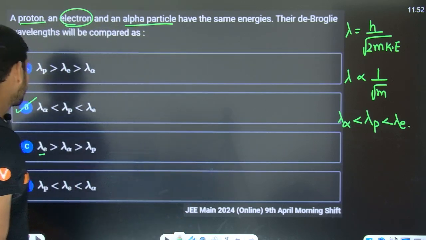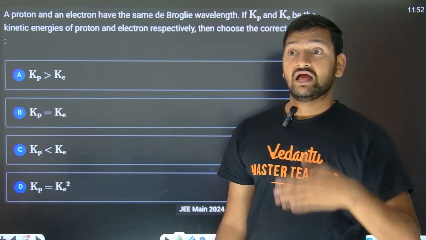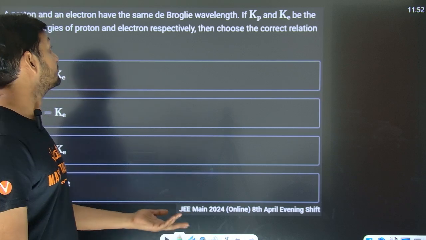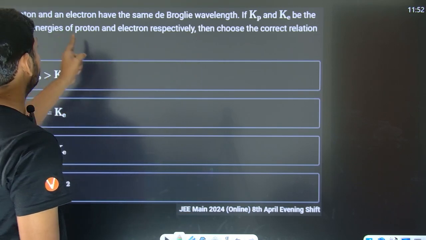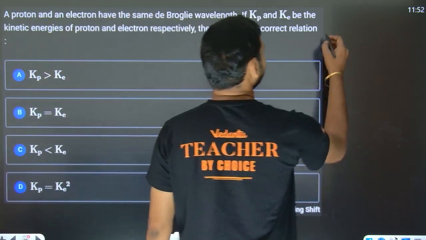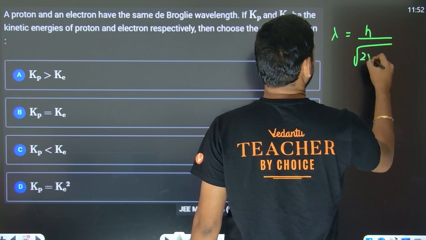That's it. Next, a proton and an electron have the same de Broglie wavelength. Fine. If Kp and Ke are the kinetic energies of the proton and electron respectively, then choose the correct relation. Come on, how many times? It's one formula and we keep coming across it.